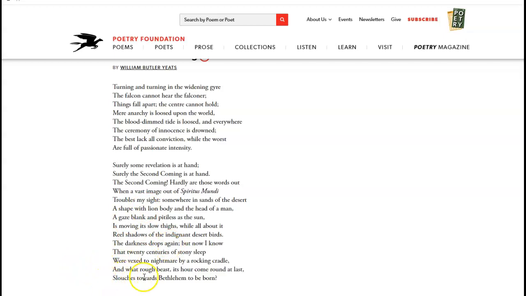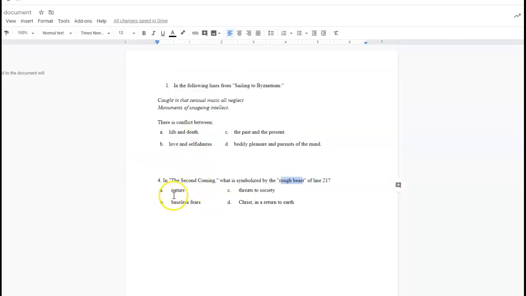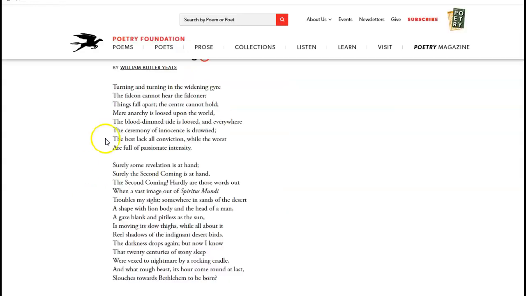But what rough beast? What is the thing that is the beast? What is the thing that is hurting society? Well, if we go back up to the first stanza, is it nature that's hurting society? Is it baseless fears? Is Christ coming? Is that the rough beast? No, it's something that's threatening. And what are those things that are threatening?